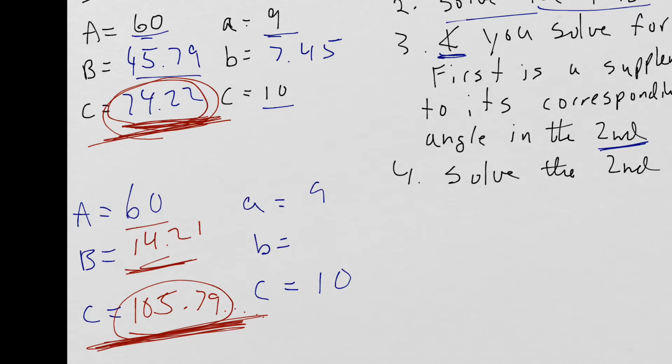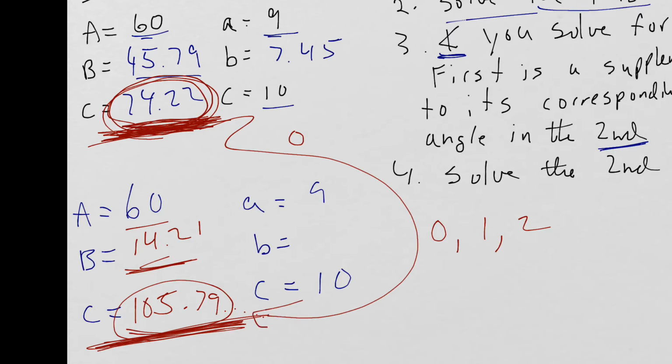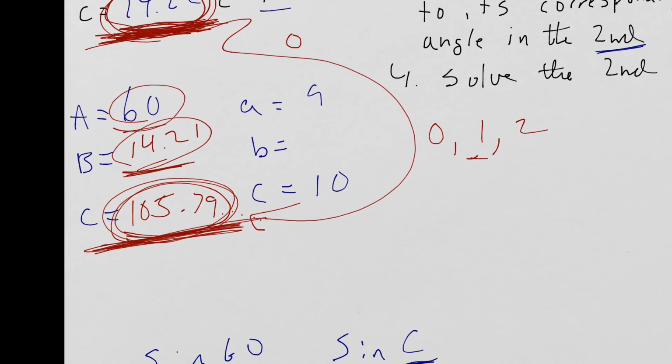Now, here are the different possibilities. You could have 0, 1, or 2 triangles. If you try to solve for this first C and you cannot make a triangle, you have 0 triangles. If after you solve for the first one, you take 180 minus this angle to get this one down here, and this angle is too big to make a second triangle, then you only have 1 triangle. However, like in this case, 105 plus 60, there's some room to get to 180, so we can make a second triangle, and the angle B is going to be 14.21.